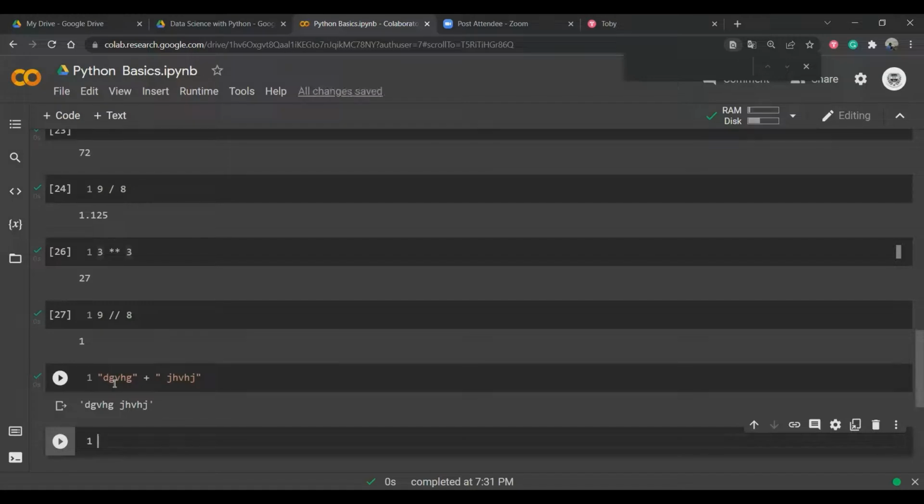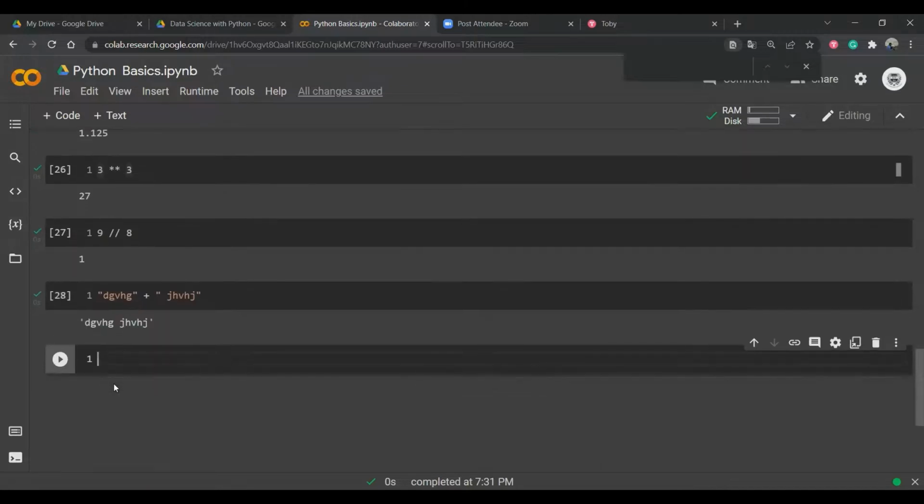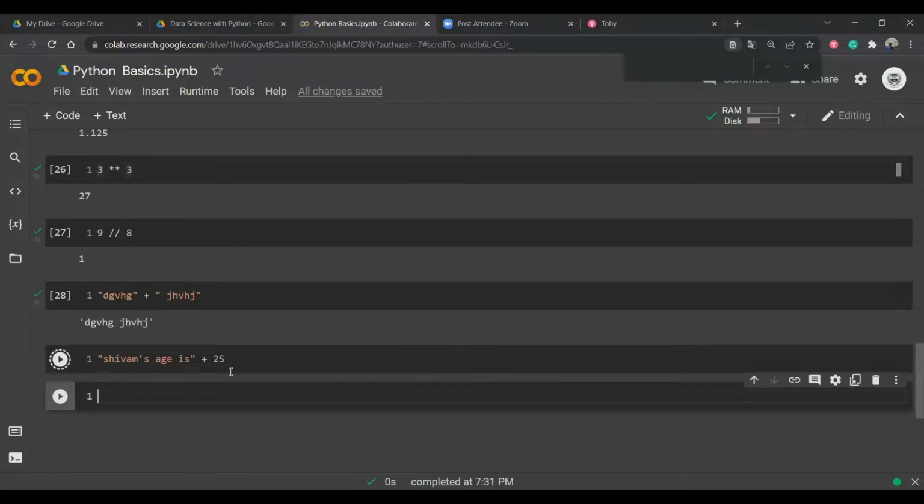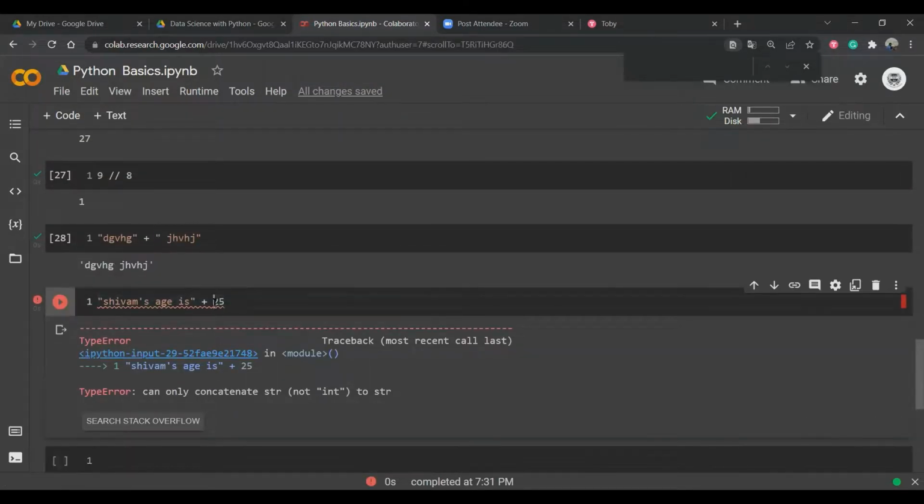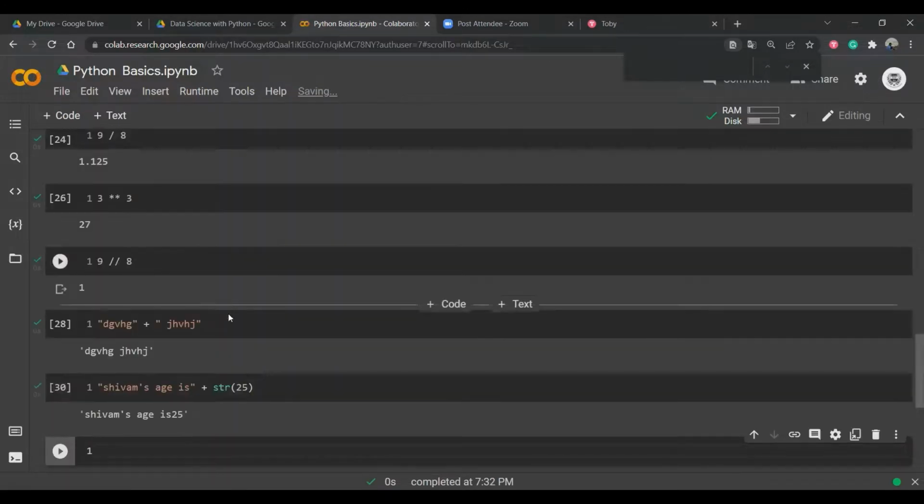But if I try to add a number and a string, that is not possible. If you want to add a number and a string, you need to do something called typecasting. For example, suppose I write Shivam's age is, and then I want to make an addition operation with 25. This is not possible because this is a string and this is an integer. But if I really want to add these two, I need to use typecasting. I need to convert this integer into a string. Now this addition is possible.